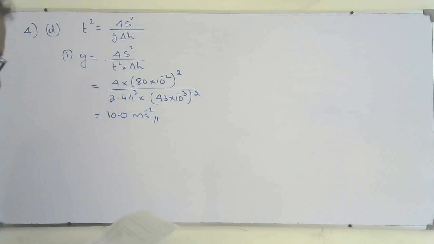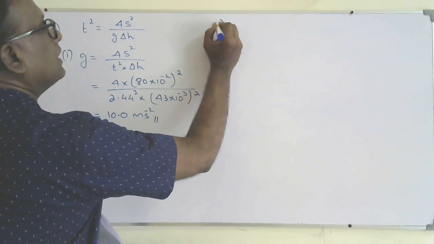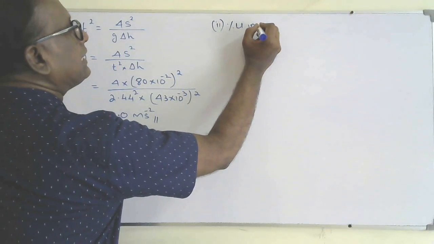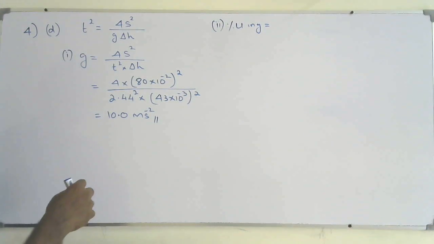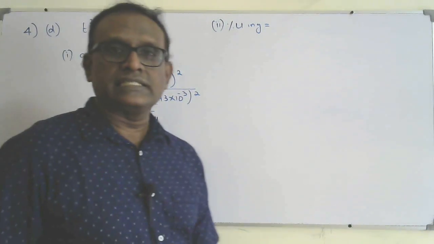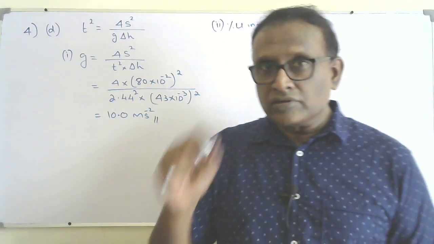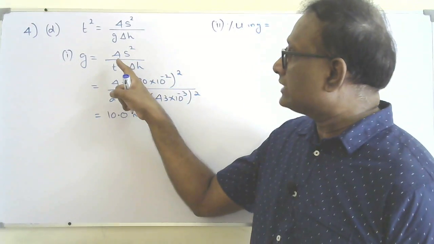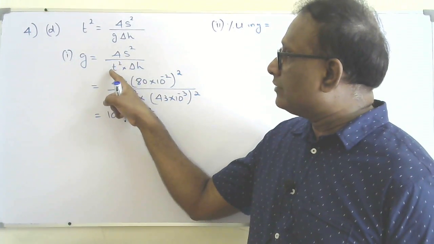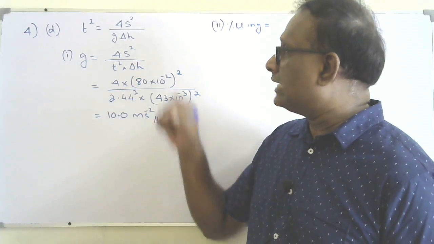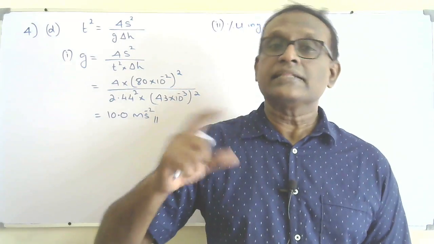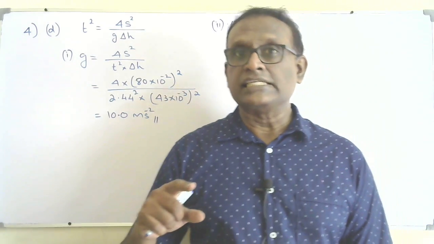Okay, so determine the percentage uncertainty in the value of g. Second part, I'll do it here: percentage uncertainty in g. You can see that numbers have no percentage uncertainty, only the measurements or the quantities obtained from measurement will have uncertainty. So this is actually s squared divided by t squared into delta h. I told you that whenever quantities are divided or multiplied, the percentage uncertainties should be added.